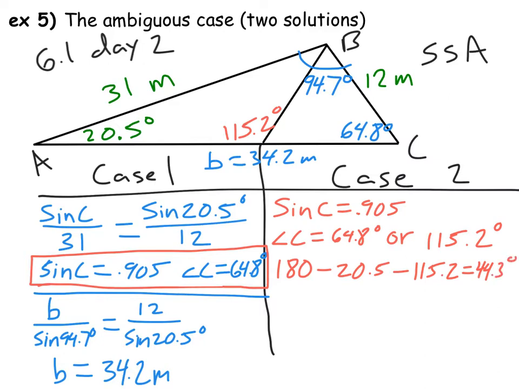If you look back at example number 3, when we only had a single case, when we did this, we got like negative 18 degrees, which is obviously impossible. 44.3 degrees is not impossible. So if angle C was 115.2, that would mean B would have to be 44.3, and here's the big difference. It could be. That third angle could be 44.3 degrees.